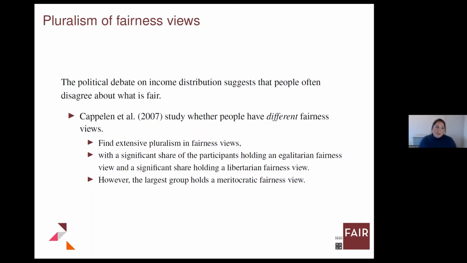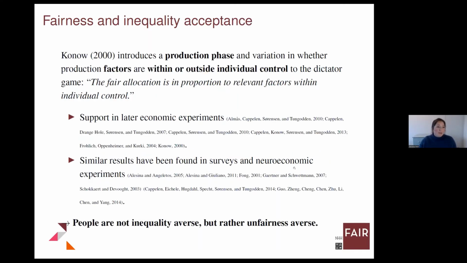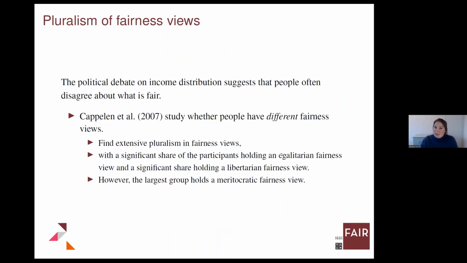So Cappelen et al. 2007 study, for instance, in a population, whether there are really different fairness views. And they find that the largest share of the participants are meritocrats. So they are more in line with the previous idea that what I want to do about it really depends on the source of inequality. But there's also a significant share that are just egalitarians. They don't accept inequality, whatever the source. If it's due to differences in effort, I don't care, I want to reduce it. And then you have libertarians, who also represent a significant share here. And they, of course, don't want to do anything about this inequality, independent of whether it was due to luck or merit.